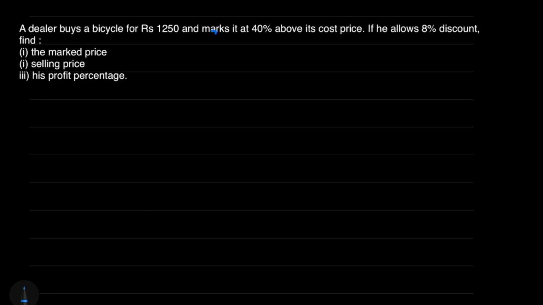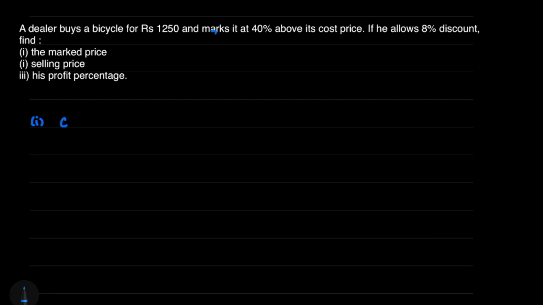So in this question, a dealer buys a bicycle for rupees 1,250 and then marks it for 40% above the cost price. And if he allows a further discount of 8%, we need to first find the marked price, also the selling price, and then his profit percentage. Let's see how we tackle this question. Okay, so let's start with the mark price.